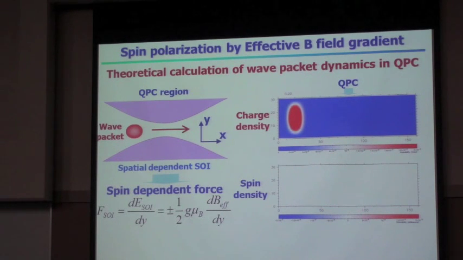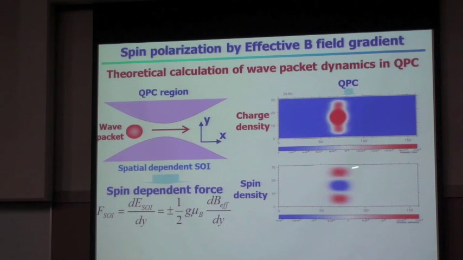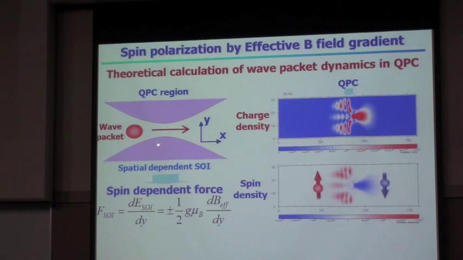And when we inject the wave packet, the spin up and spin down densities are spatially separated like this. Only this down spin can go through the narrowest constriction in the QPC structure, and we can generate the down spin polarization. This is what we expect from before.